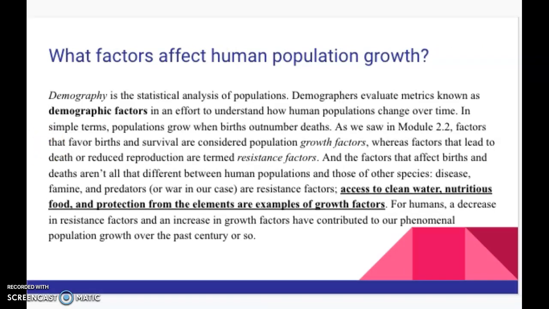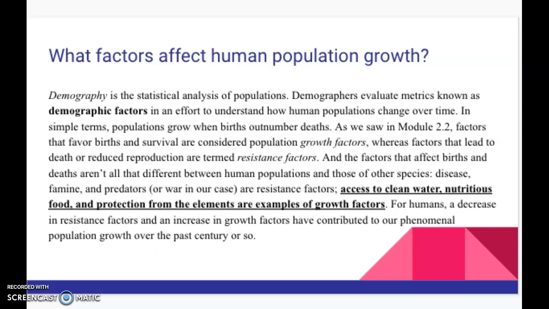Demography is the statistical analysis of populations. Demographers evaluate metrics known as demographic factors. In simple terms, populations grow when births outnumber deaths. So, as we saw in one of the earlier modules of the textbook, factors that favor birth and survival are considered population growth factors.